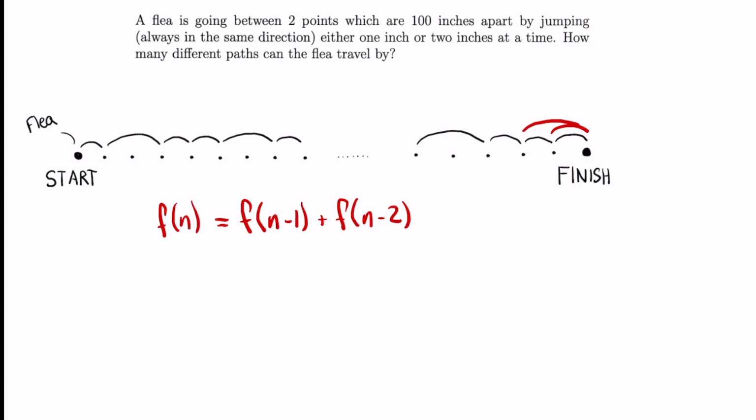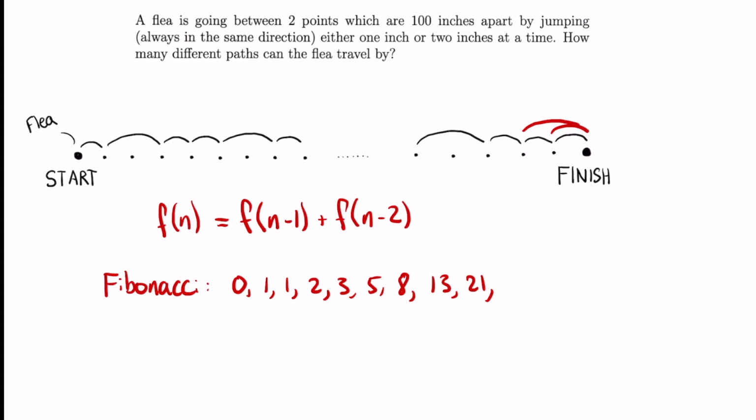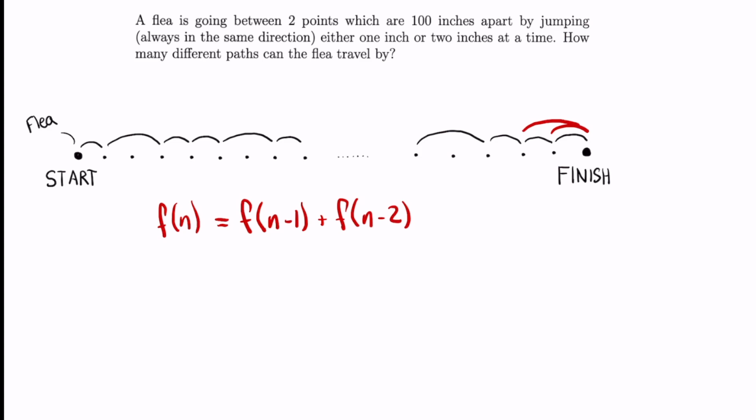In fact, if you know about the Fibonacci sequence, you'll recognize that this recursive formula is precisely the recurrence relation of the numbers in the Fibonacci sequence, where we add the last two values to get the next one. The way to solve these recurrence relations is to use the method of characteristic roots.